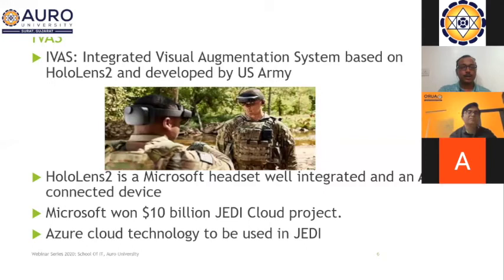Okay, so we have two components over here. One is the Jedi cloud project, and another is this HoloLens 2 EVAS headset based on HoloLens 2. So how is the American military going to use these two things? What are they planning? They are planning not so far, it is just a couple of years from now, and they are planning to use this.